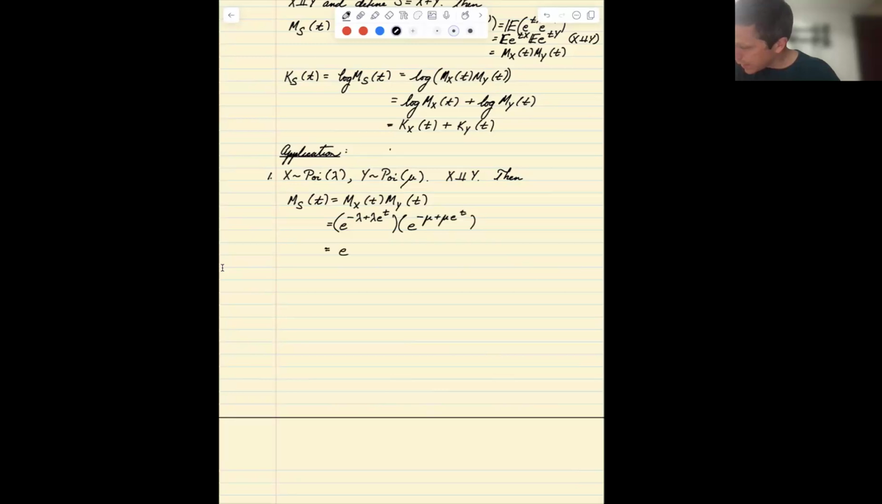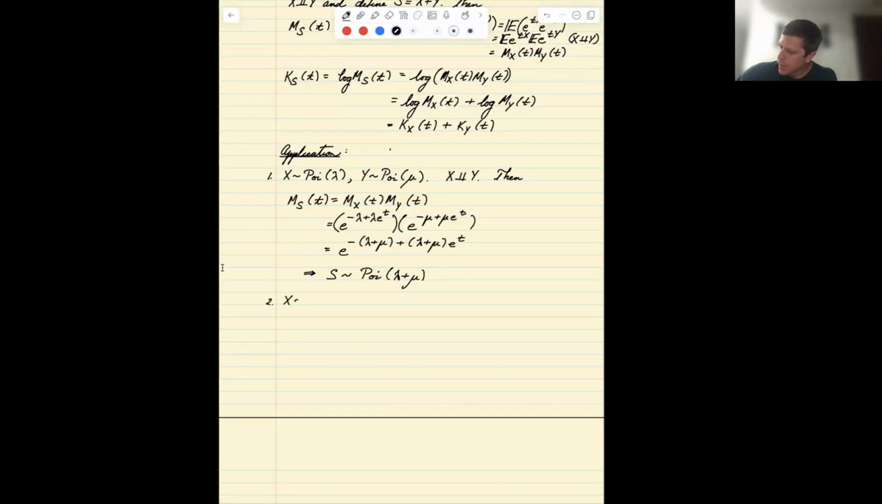But those combine now to e to the minus (lambda plus mu) plus (lambda plus mu) e to the t, which is the moment generating function of Poisson lambda plus mu. And we can conclude that S is Poisson lambda plus mu precisely because this is finite in a region of 0 for t. And so we have the uniqueness there.